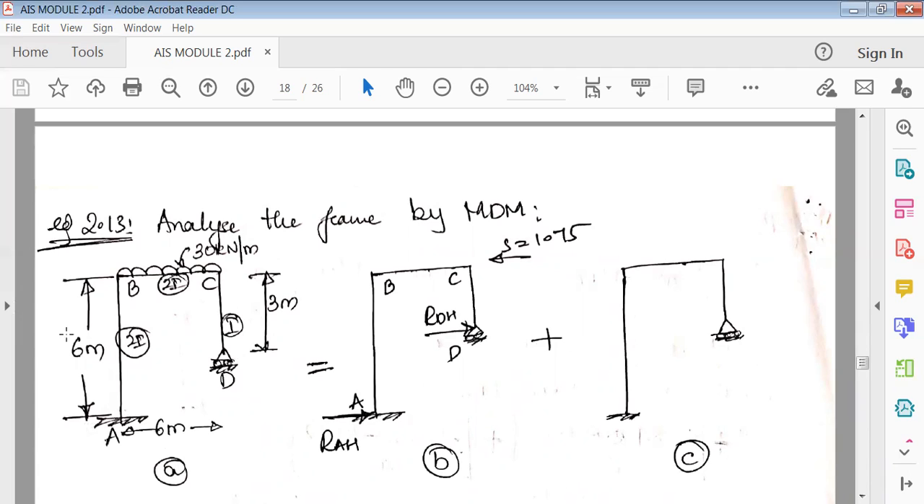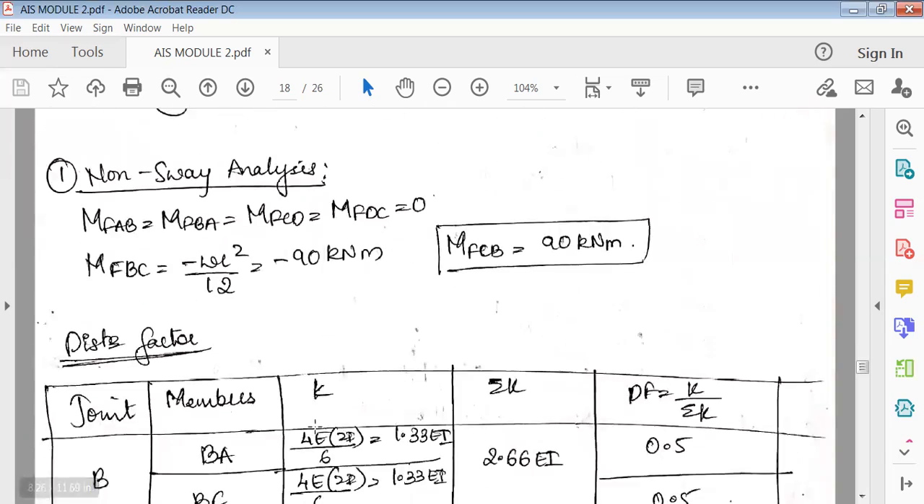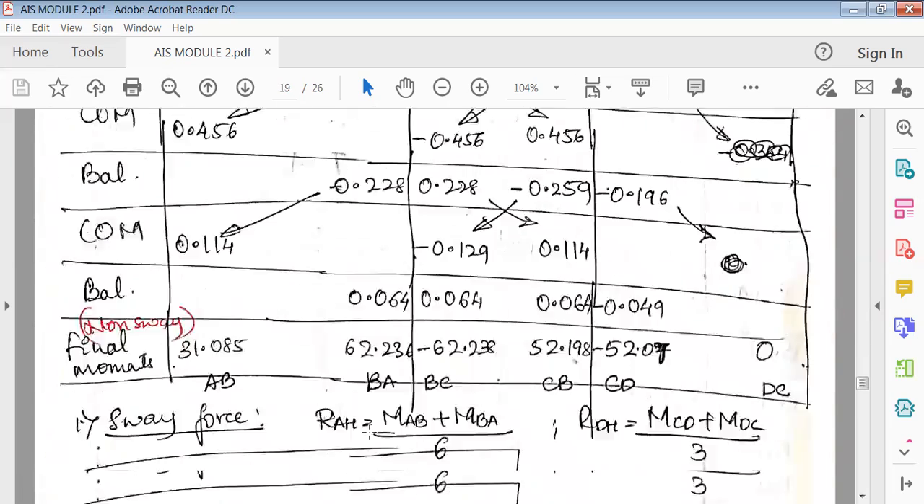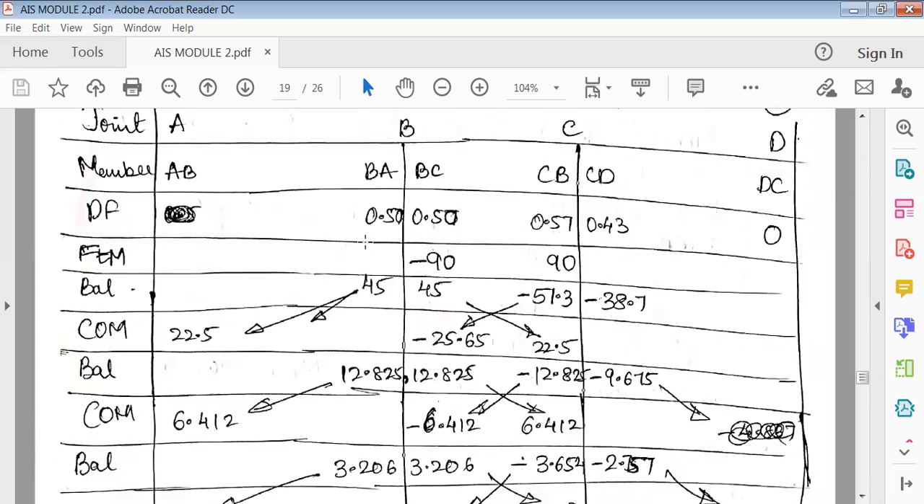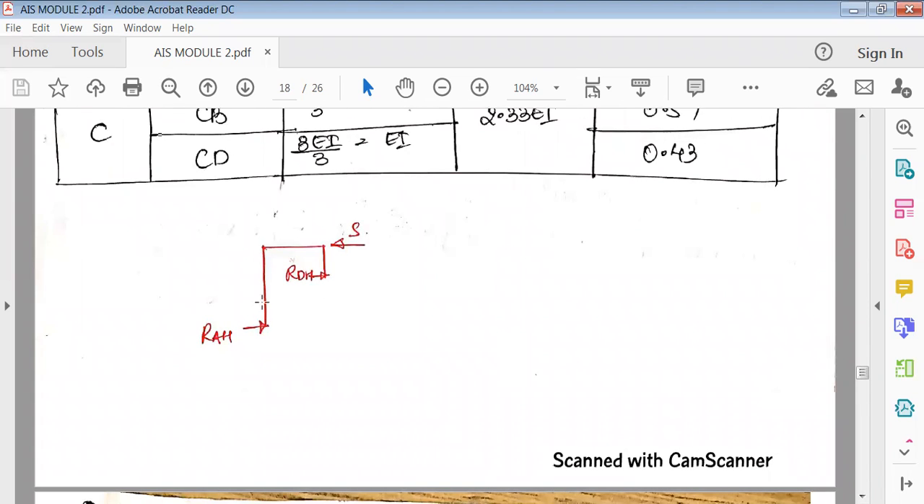Now when the sway happens, only the columns are moving. If you have noticed, it is AB or CD, only the columns move. BC will remain straight only. It will not move. It is not affected. So the only members which are affected during sway are the columns. Because it is the columns, we are going to only take the moment of the columns here. Now see here, RAH is nothing but the column side, right? RAH, only this AB column.